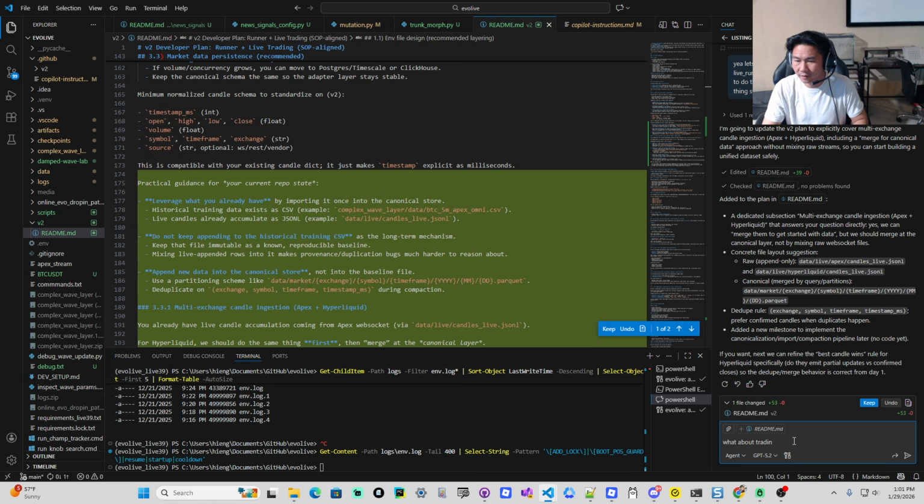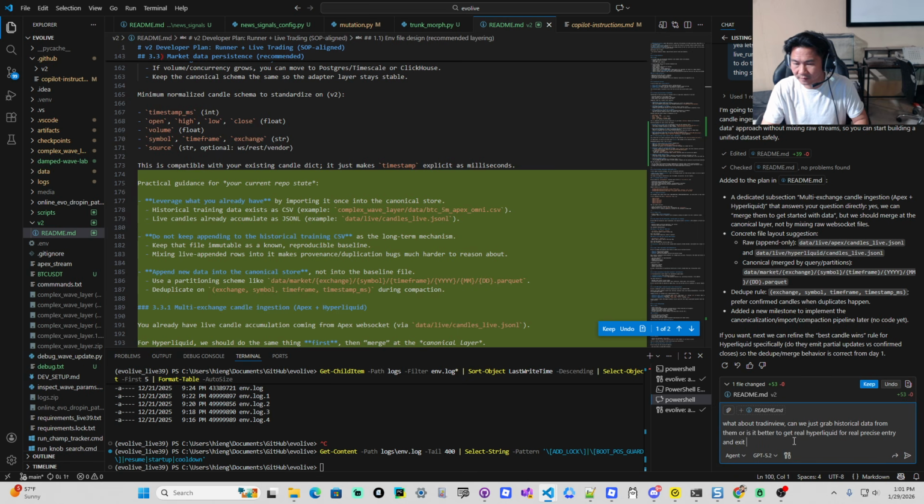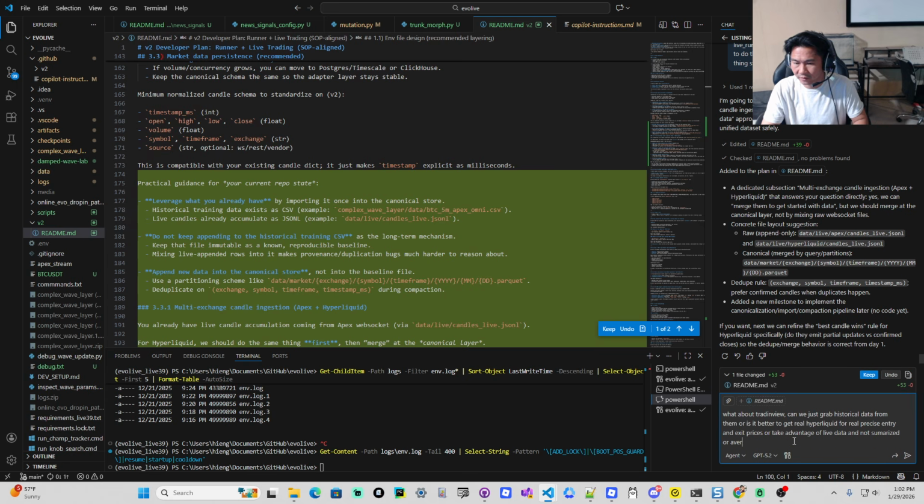About TradingView, do we just grab data from them, or is it better to get real, precise entry and exit prices, or take live data and not summarize or average price?